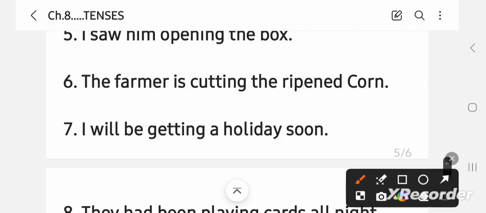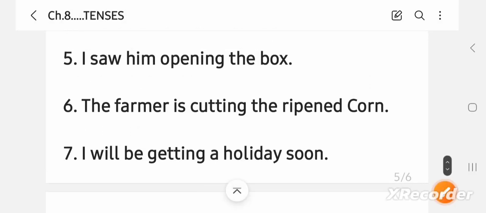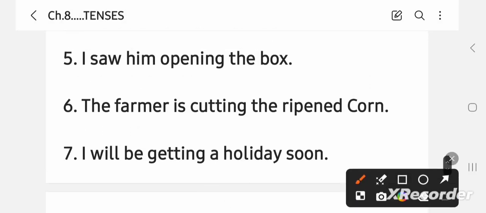I saw him opening the box. What is the verb over here? Saw. Saw is just simple past tense. Sixth sentence, the farmer is cutting the ripened corn. The verb is cutting. Again the tense is present continuous. Is for present, cutting with ing is for continuous, present continuous.